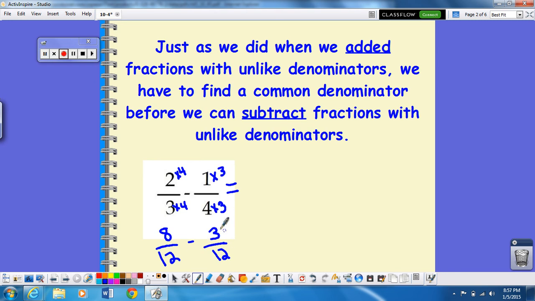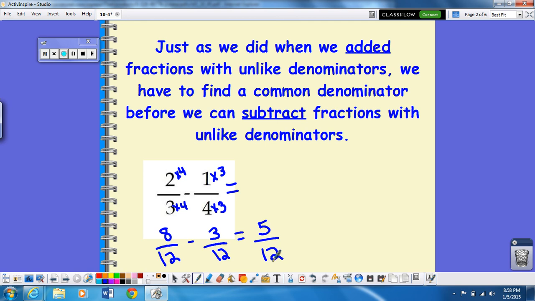Now, here is my problem. This takes us all the way back to Monday when we learned in class how to add and subtract fractions with like denominators. We now have like denominators. Now it's very simple, we bring our denominator over and then we just subtract. 8 minus 3 is 5. So we know that 2/3 minus 1/4 equals 5/12.